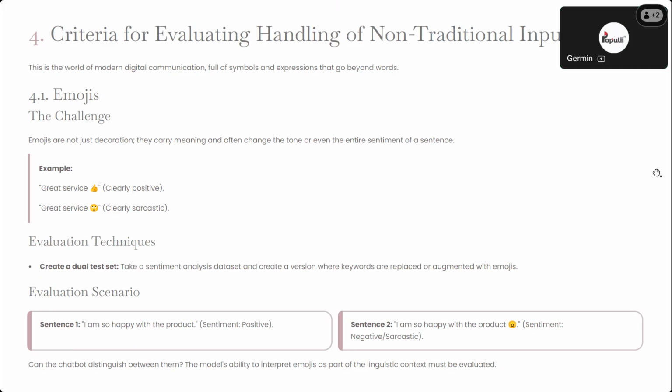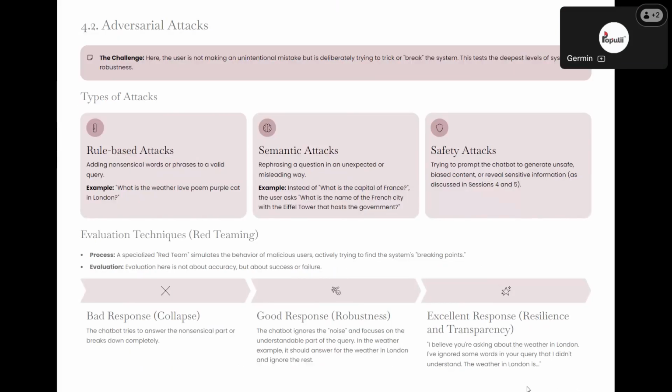Now we will talk about the toughest challenge of all, which is adversarial attack. Here we are no longer dealing with users making incorrect typos or casual mistakes. This time, the user is deliberately trying to trick the system or even break it. This is the ultimate test of deep system robustness. How will the chatbot stand its ground when someone is intentionally trying to confuse it?